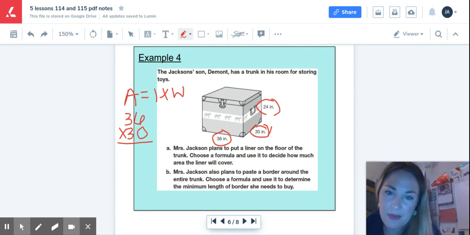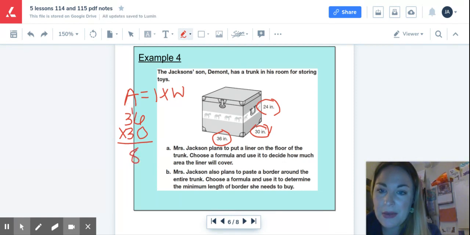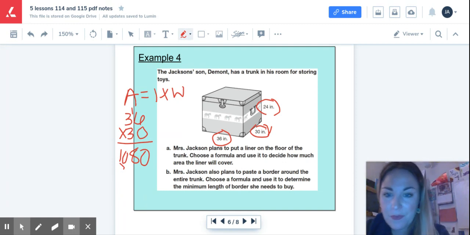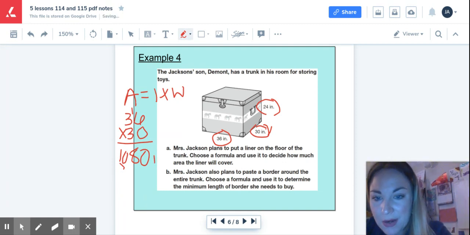I'm going to get rid of that 0 for now and multiply and add it at the end. 6 times 3 is 18. 3 times 3 is 9, plus 1 more is 10. Add in my 0 back. It's really hard to write legibly with this. 1,080 inches squared, or square inches.